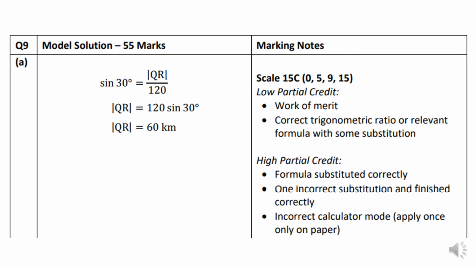So did we get it right? Yes, we did. 15 marks going for that. Low partial credit, so 5 out of 15 if you did work of some merit, or if you wrote down the correct trigonometry ratio. You get 9 out of 15 if you substituted the formula correctly.